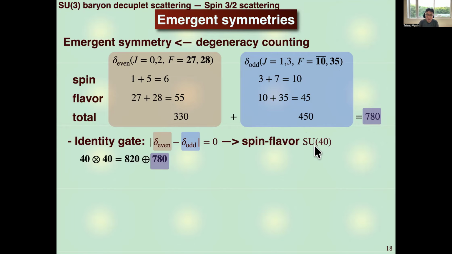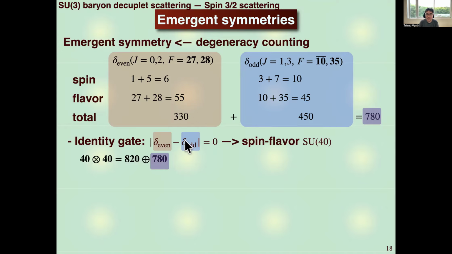So in the SU(40) group, the fundamental representation is a 40. Although it's a big number, it is a fundamental. So we have to consider the 40 times 40 decomposition. It's fundamental times fundamental, and you can decompose it into 820 and 780. This is a case of the identity gate.